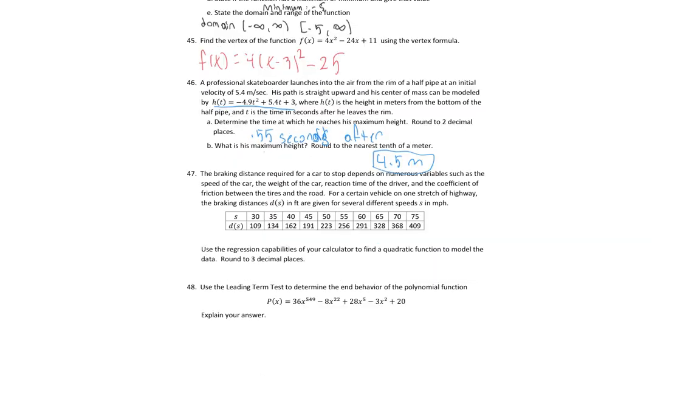For this next one, it gives us the problem: the braking distance of a car depends on numerous variables such as the speed, the weight, the reaction time, and the coefficient of friction. For a certain vehicle on one stretch of the highway, the braking distances are given for several different speeds. We use our calculator's regression capabilities to find the quadratic function to model the data, rounded to three decimal places.